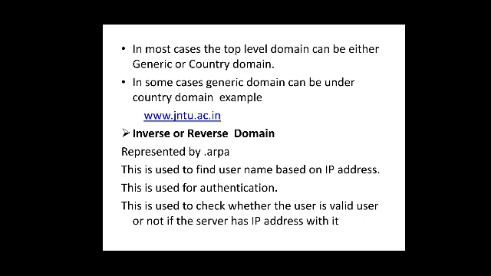For example, as I have given here, www.jntu.ac.in. Here AC stands for academic institute. AC stands for academic, so it is a type of university where many different academic activities take place. Now AC stands for academic. Now what is .in? So this is the generic.